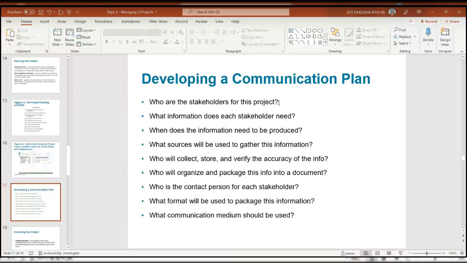What information does each stakeholder need? Apa requirement from each of these stakeholders? When does the information need to be produced? Apa tujuan dia, function dia? Bila mana dia akan kita provide hasil yang kita perlu tunjuk pada stakeholders. And what sources will be used to gather this information? Apa sources dia?